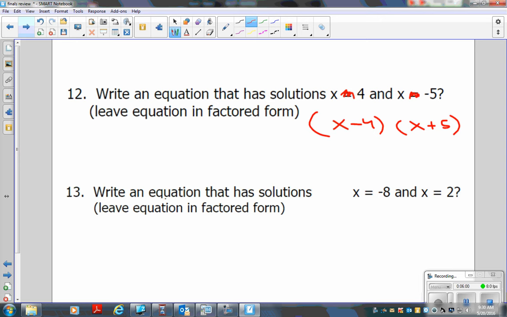Whenever you have an equation, you have a solution, you want to go back to factored form. You just scratch out the equal signs. You don't need those anymore. And change the signs. Negative 8 just becomes positive 8, and positive 2 just becomes negative 2.